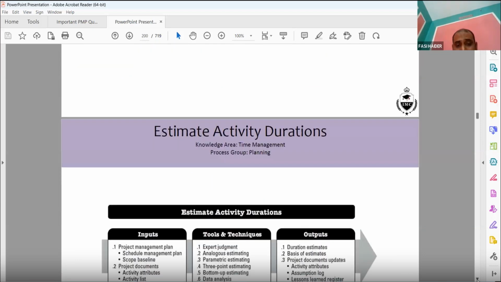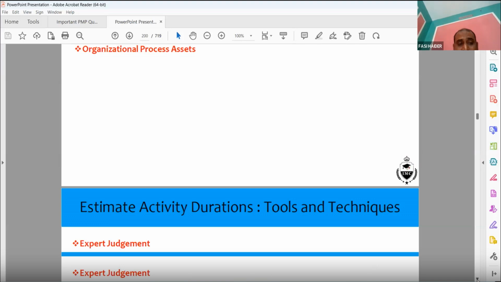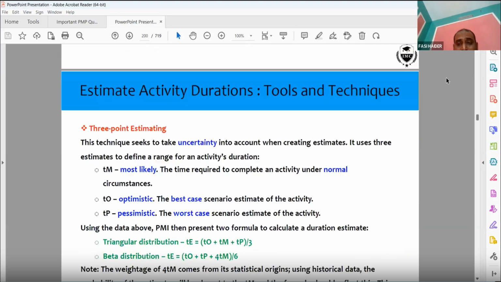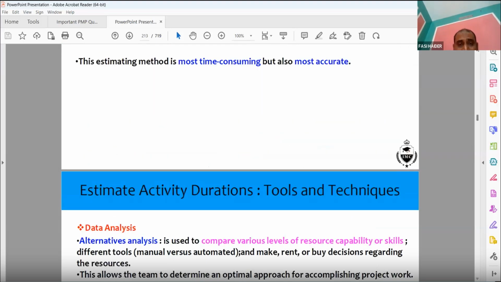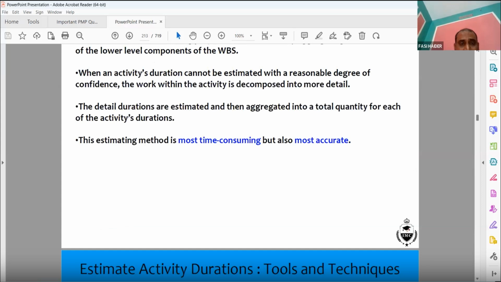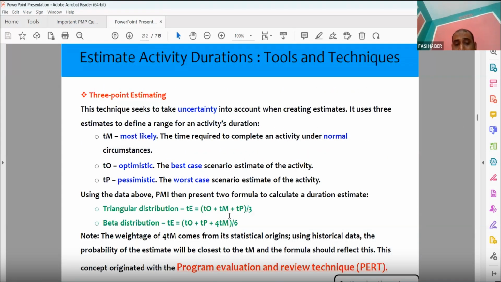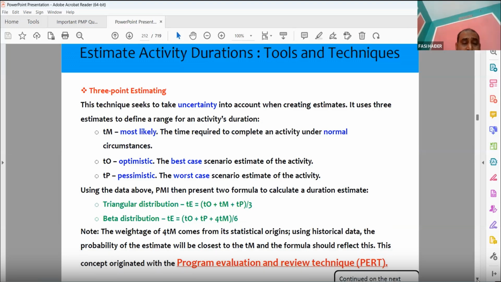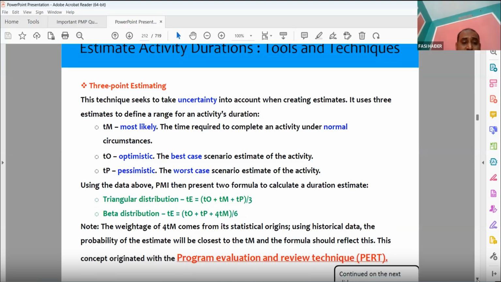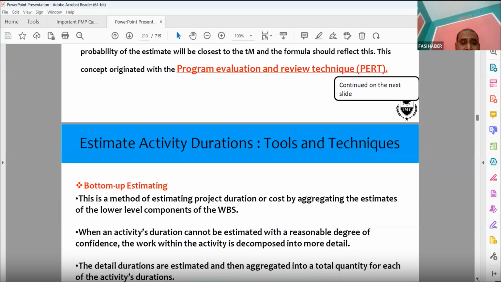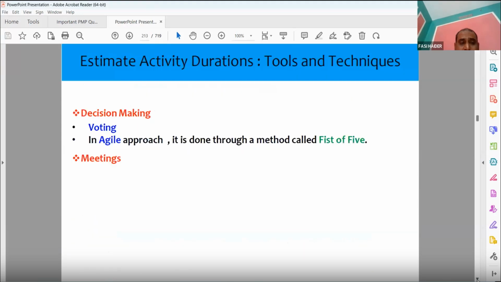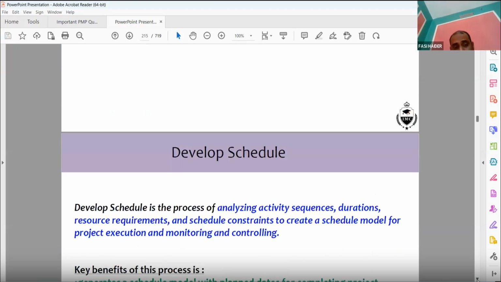Then there is PMIS, the project management information system, like the software that is required. We talked about the different types of calculation, like the triangular distribution and beta distribution. Triangular is optimistic plus most likely plus pessimistic divided by 3, like an average. In the beta distribution you do optimistic plus pessimistic plus 4 times most likely, divided by 6. We also did duration estimates and everything, developing the schedule.